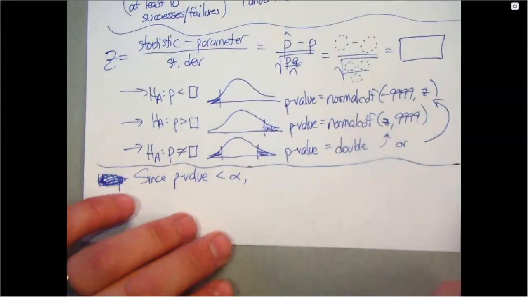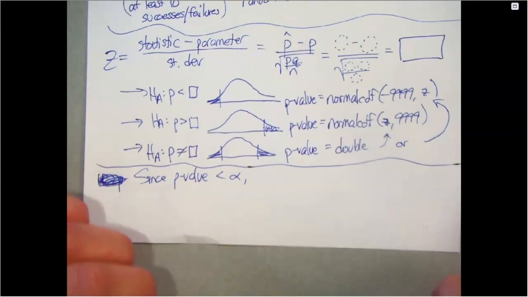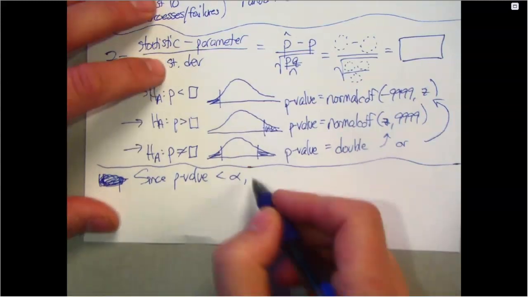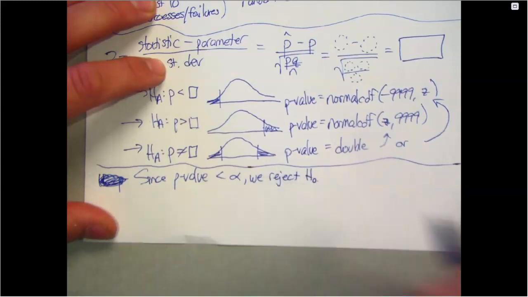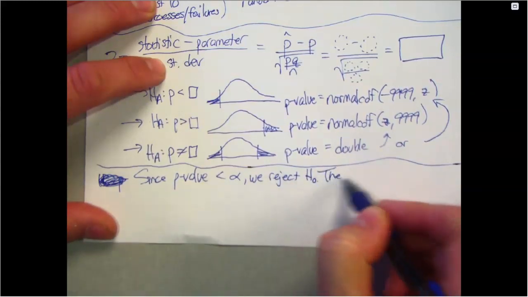So if the p-value is less than alpha, what do we do with H naught, with the null? The p-value is the probability that what you saw occurred randomly, due to random chance. So if there's a very, very small chance that it was due to random variation, then we're rejecting H naught. It's more likely that the claim was just wrong. So we reject H naught. The test is statistically significant.